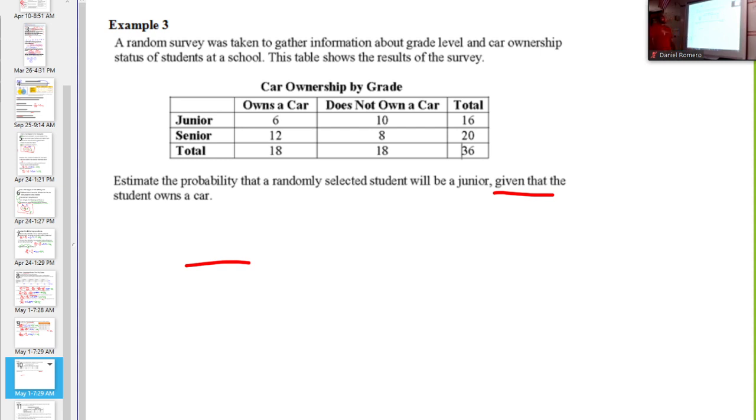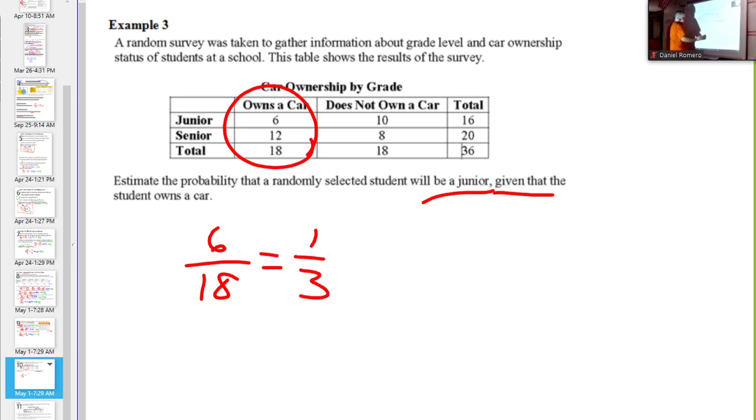In this survey, how many students own cars? We're only looking at owning a car, and out of that, what is the probability that they will also be a junior? 1 out of 3, no calculator needed. Not one, Angel. This is 0.3333. Look at the nearest percent.